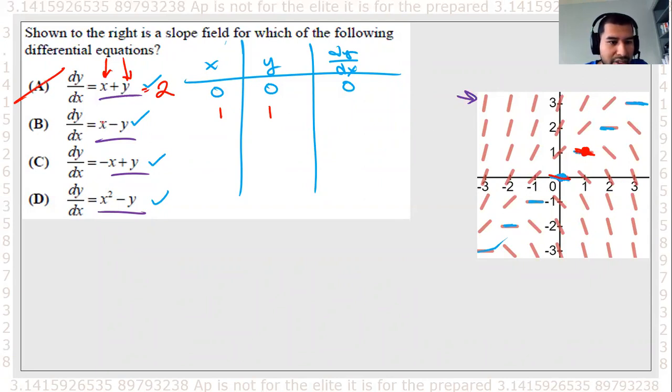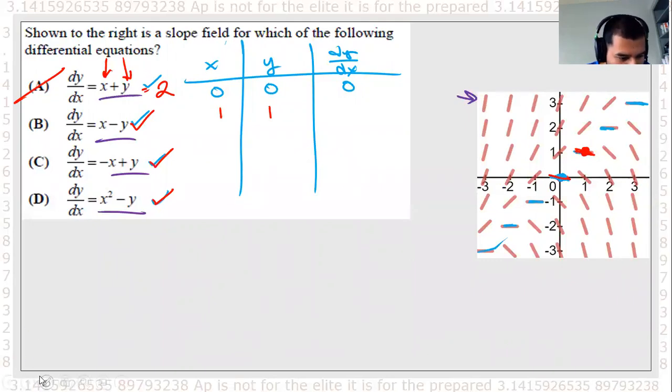On B, on the other hand, 0 minus 0, that looks like it works. 0, I'm sorry, what am I doing? 1 minus 1 works. Negative 1 plus 1 also works. And 1 squared minus 1 also works. So we're able to get rid of 1 only. Okay.